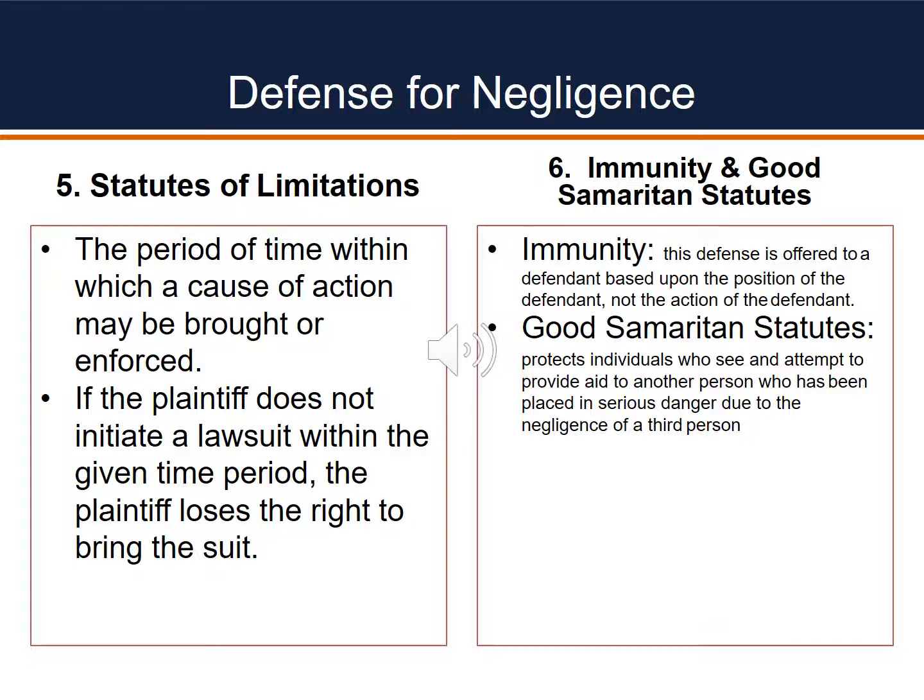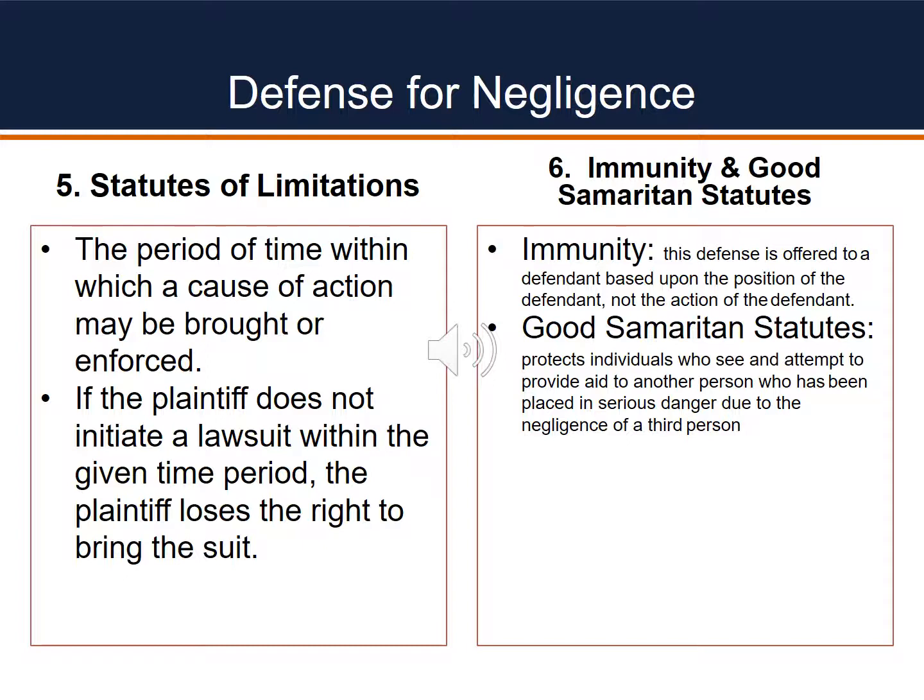Our 5th and 6th forms of defense against negligence fall under statute of limitations and immunity and Good Samaritan statutes. Statute of limitations simply indicates that the individual bringing the negligence claim has not done so in a timely fashion or the time period at which the law requires. Our number 6th reason is this notion of immunity and Good Samaritan statutes. A defense may be offered to a defendant based upon the position of the defendant, not the action of the defendant. That is, by the position of the defendant, they might be immune to negligence claims.